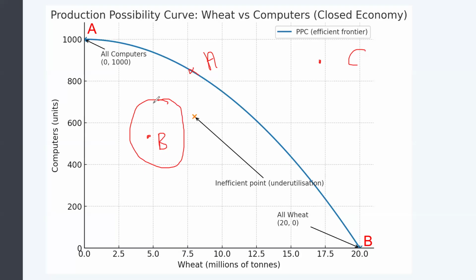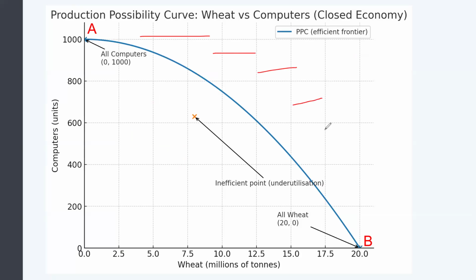Then the third question is, what about outside of the PPC? Outside of the PPC, we say this is unattainable, right? Unattainable, which means that it cannot be obtained. It is not possible for you to produce outside of the PPC. Why is it not possible?